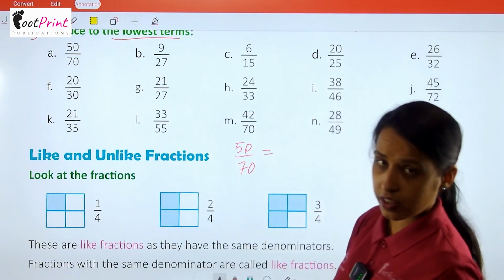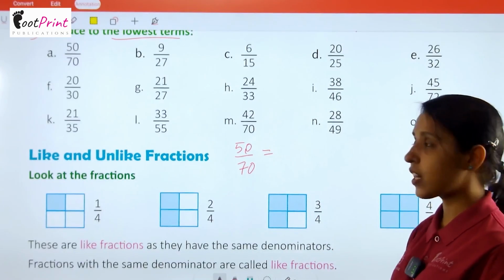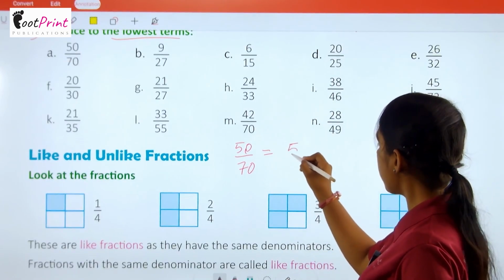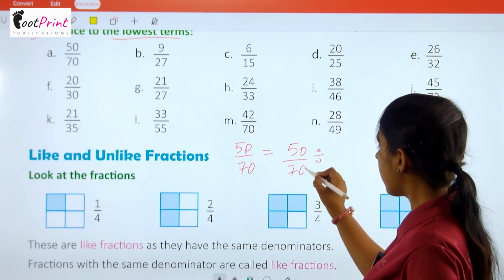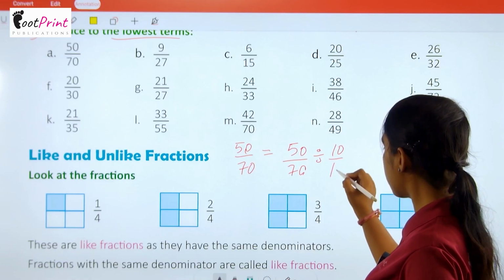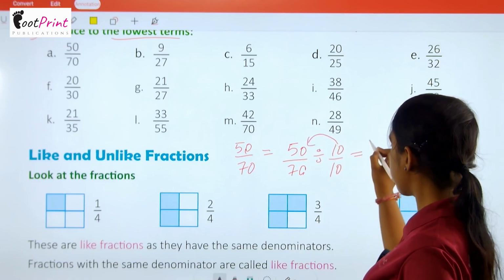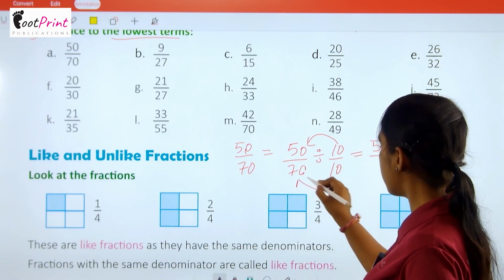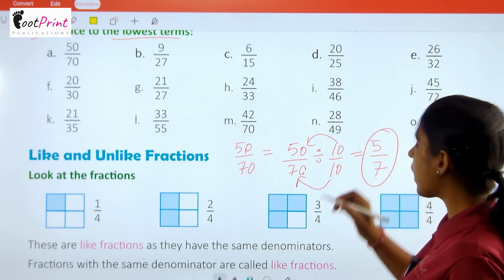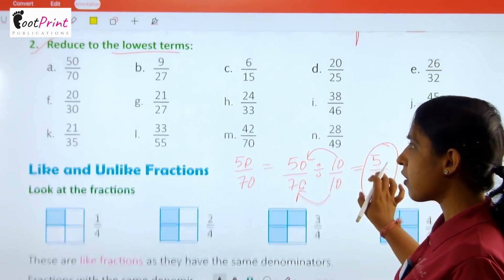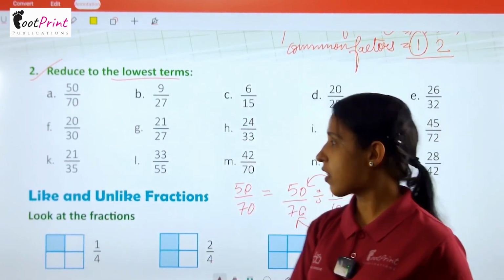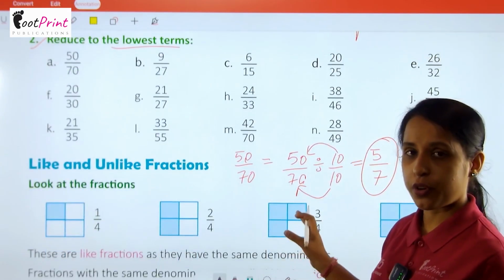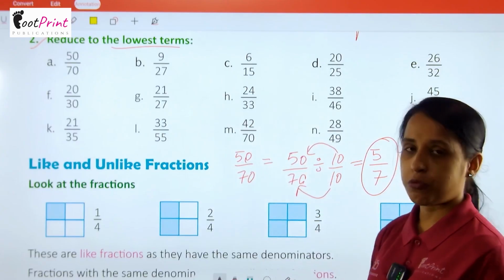This fraction is given, and how do we find its simplest form? Here, 50 upon 70 we can divide by its common factor, that is 10. 10 5s are 50 and 10 7s are 70. So what will we get? We get 5 by 7. It means we can say that 5 by 7 is the lowest term of 50 by 70. Okay, I have solved one for you and you have to solve the rest of the parts.